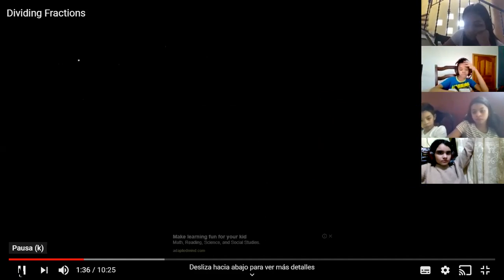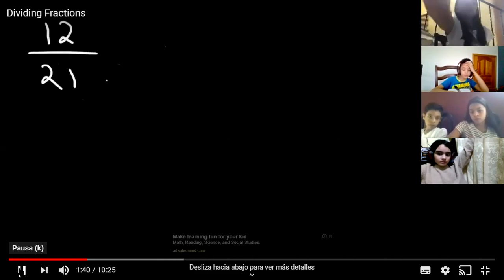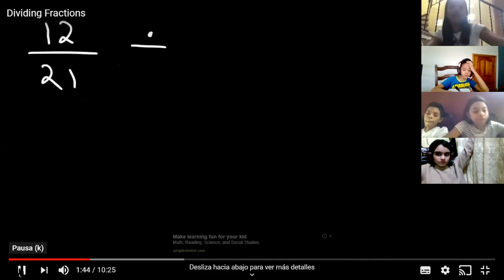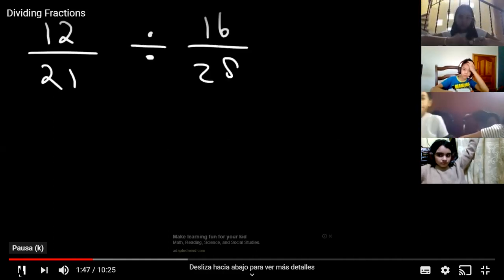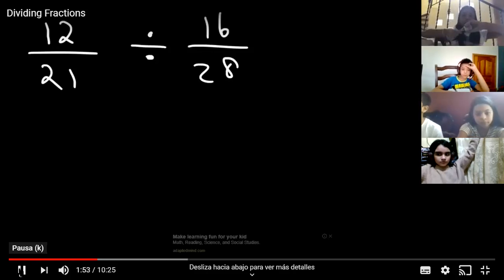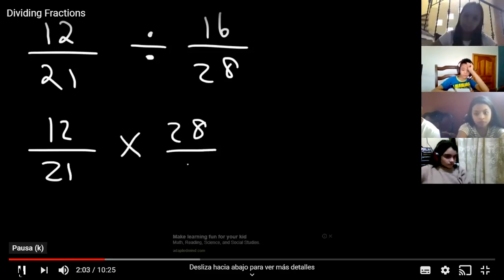Now, let's try an example with large numbers. So let's say if we have 12 over 21 divided by 16 over 28. So feel free to pause the video and I'll work on that example. Go ahead and give it a shot. So let's keep the first fraction the same. And as always, let's change division to multiplication. And then we're going to flip the second fraction. Now, when multiplying two fractions, if you have large numbers, it's better to simplify before you multiply.